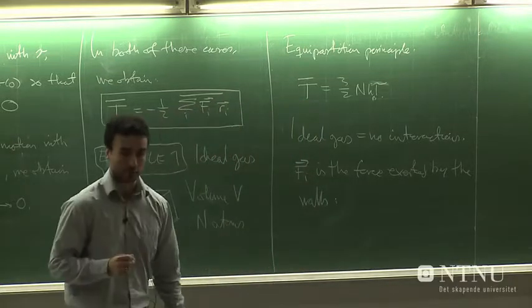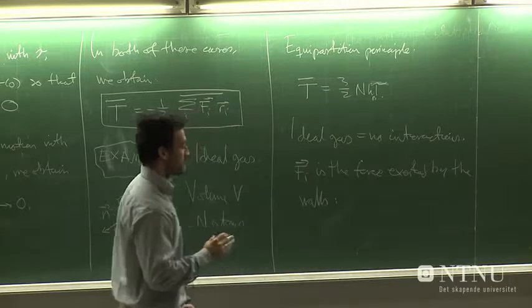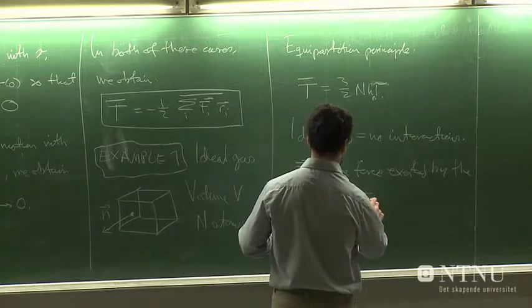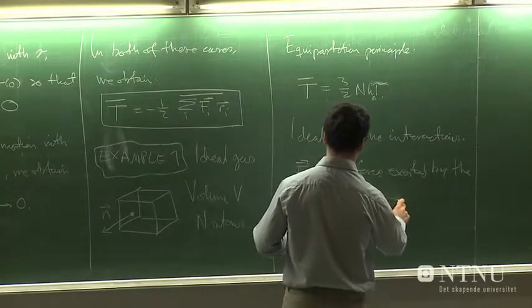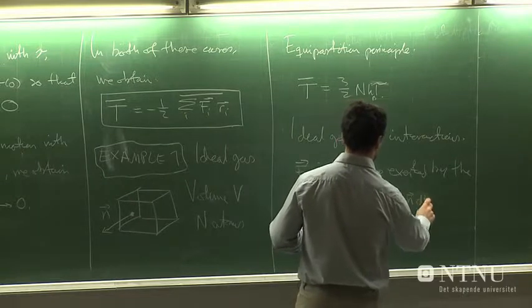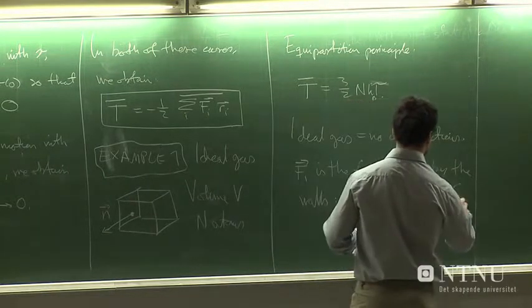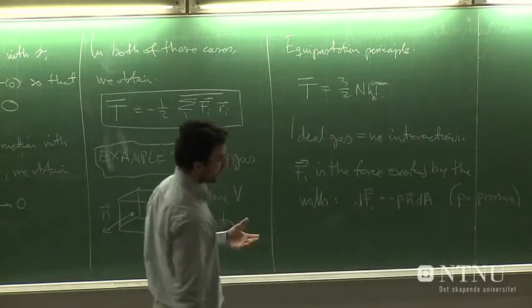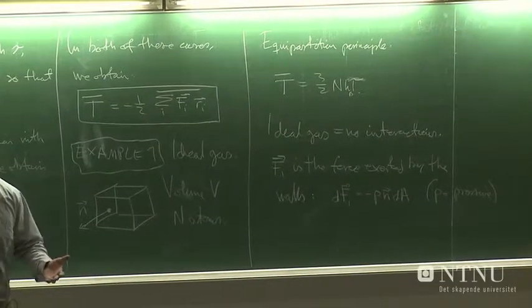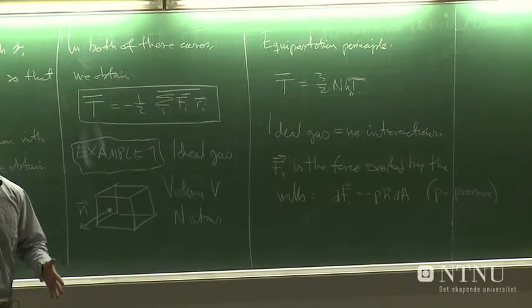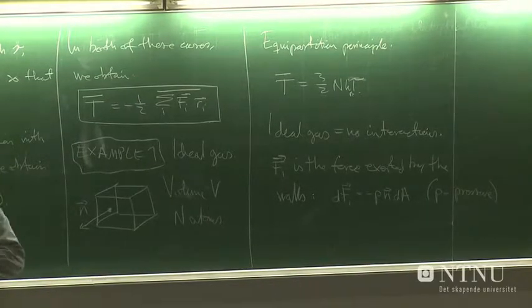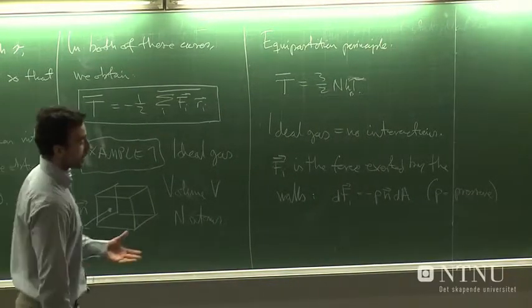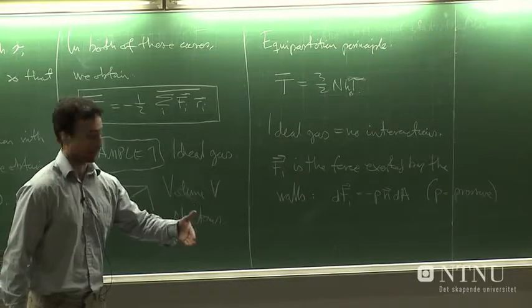So Fi is the force exerted by the walls, and we can actually say something about the magnitude of this force. Because the force exerted by the wall on the particle should be equal but opposite in direction to the force exerted by the particle on the wall by means of Newton's third law. And we know what the force exerted by the particles on the wall is.